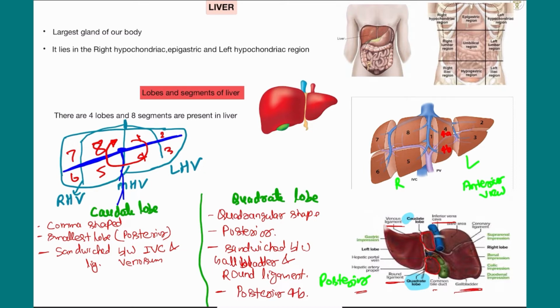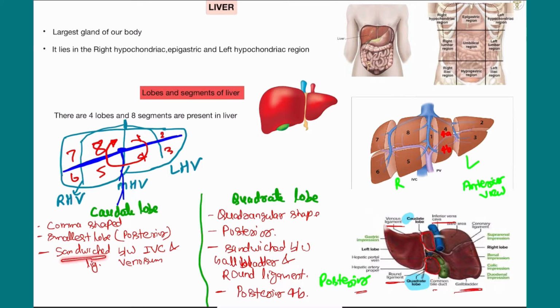Second, it is the smallest lobe. I already said the first lobe is the smallest lobe. The first segment is the smallest segment and is also called the first lobe, and it is present in the posterior portion. And the quadrate lobe is also present in the posterior portion.